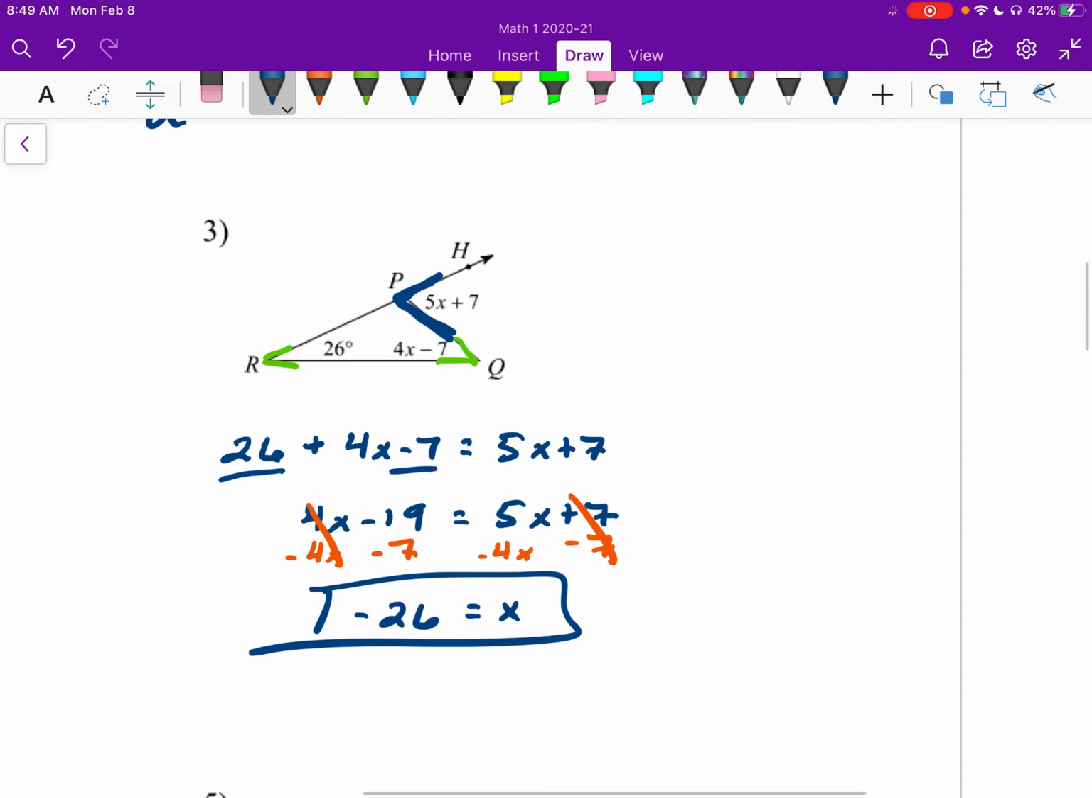And that's that. Now, know that this is not our angle, right? Our angle isn't negative 26. Whenever we plug that x into there, we get our angle, right? So it's okay, again, to have negative numbers as your answer, right? We're not talking about the angle, we're talking about the x, right?